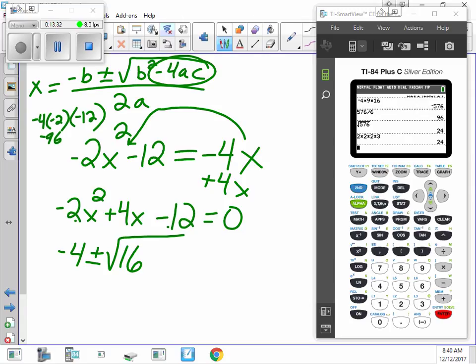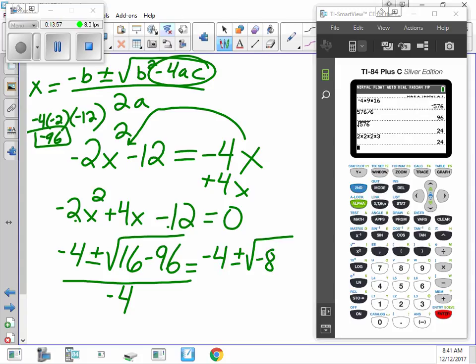Everybody understand that? So I write negative 96 right here, divided by, what is 2a in this case? Negative 4. 16 minus 96 is going to be negative 80. Negative 4 plus or minus the square root of negative 80 over negative 4. Now I need to factor negative 80. 8 and 10. 8 is just made up of 3 2's. And then 2 and 5.